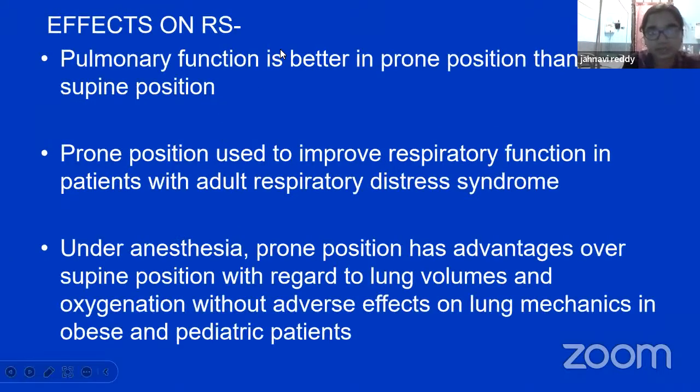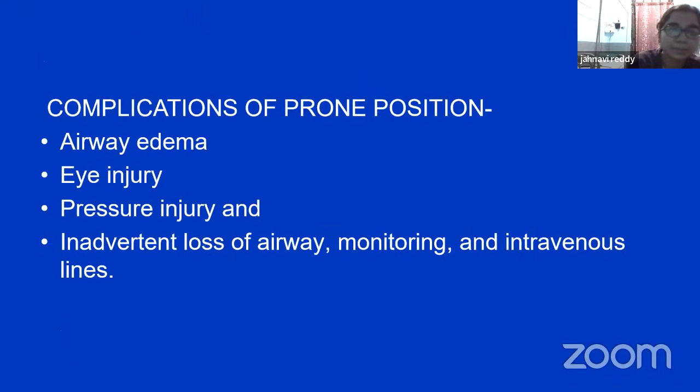Effects on respiratory system. Pulmonary function is better in prone position than in supine position. Prone position is used to improve the respiratory function in patients with adult respiratory distress syndrome. It was mostly proved in times of COVID that most of the patients with compromised lung function are placed in prone position because it improves the lung function. Under anesthesia, prone position has advantage over the supine position with regard to lung volumes and oxygenation without adverse effects on lung mechanics. It is also seen in obese and pediatric patients.